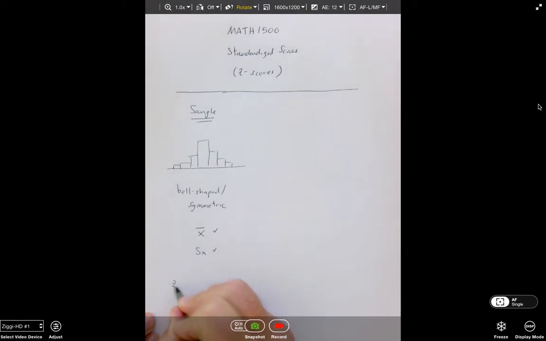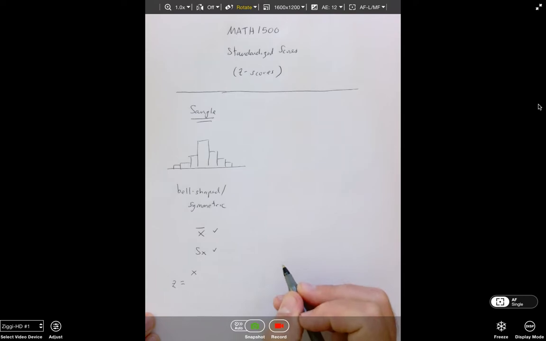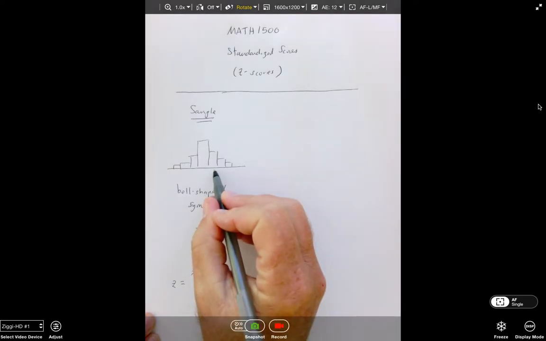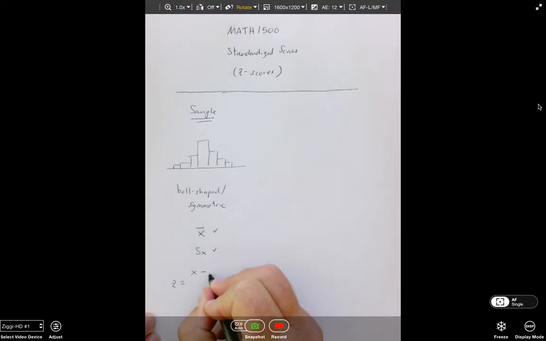Now, if we were going to calculate a z-score for some observation, let's just call it x, from this distribution, so it's like one score, we would take the observation minus the mean and divide it by the standard deviation.